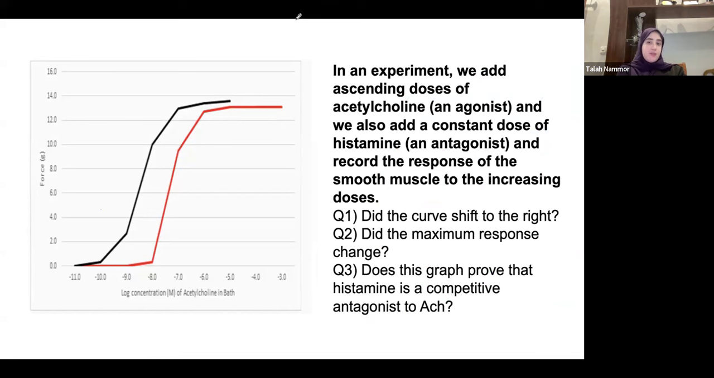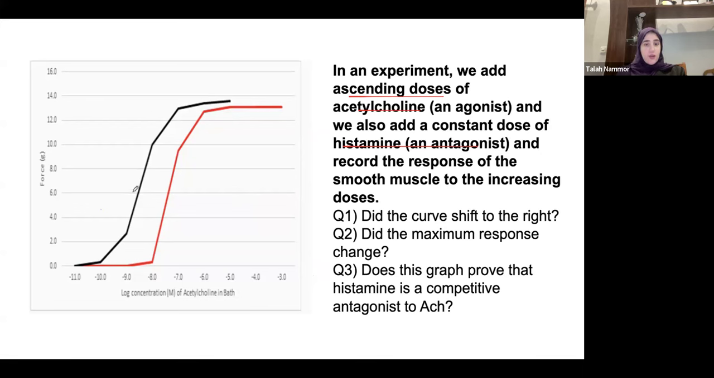We are trying to see if, basically, we have an agonist and an antagonist, okay? And we want to see the response of the smooth muscles. So we added an ascending dose of acetylcholine, so we're increasing the dose of the acetylcholine that we're adding. And then we added histamine, which is an antagonist. And we wanted to see if the smooth muscle would react to this antagonizing thing, and it would react to the increase in dose. Okay? So let's start.